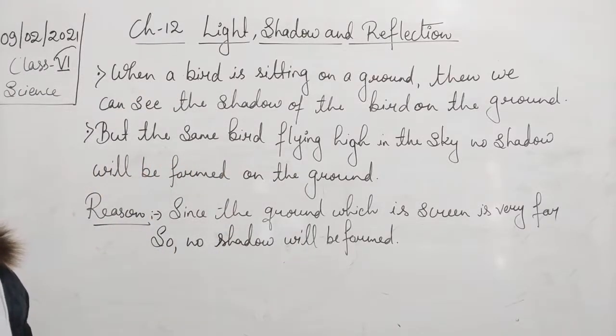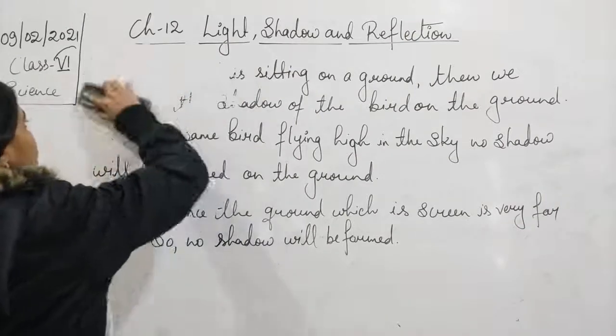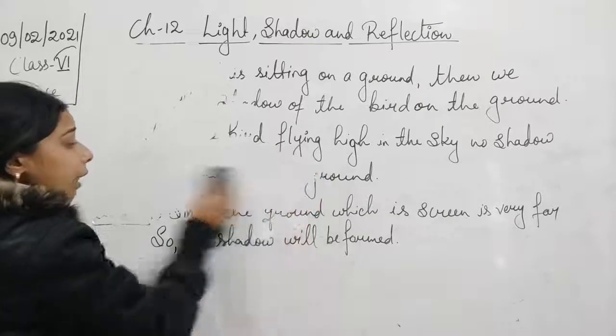Okay, now we can also write that sometimes the shadow of an opaque object is not very clear.